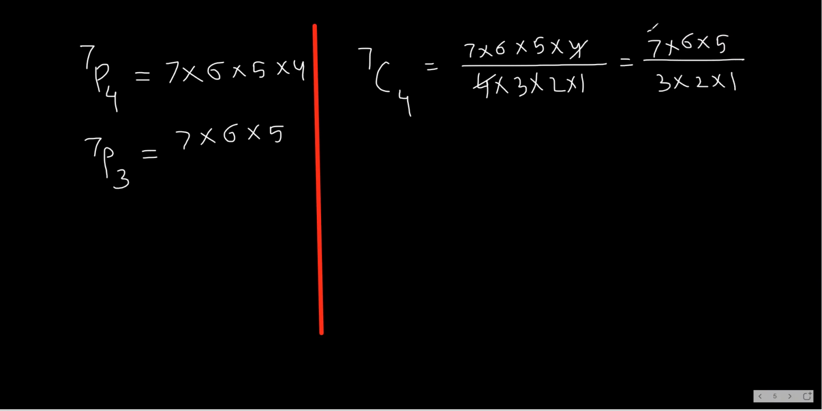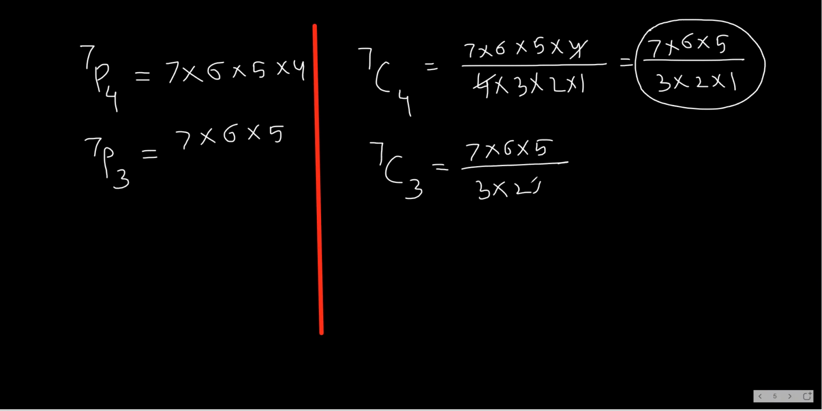And why is the answer coming this way? It is because 7C4 is the same as 7C3. So if I have to write 7C3, I would write 7 into 6 into 5 upon 3 into 2 into 1. See, we are getting the same thing.